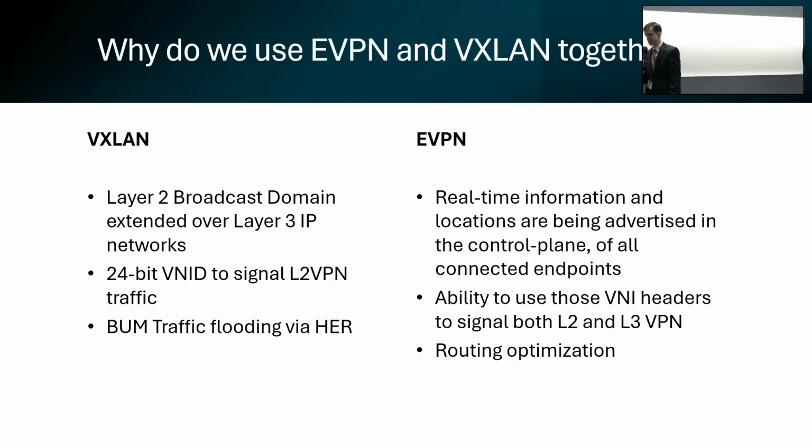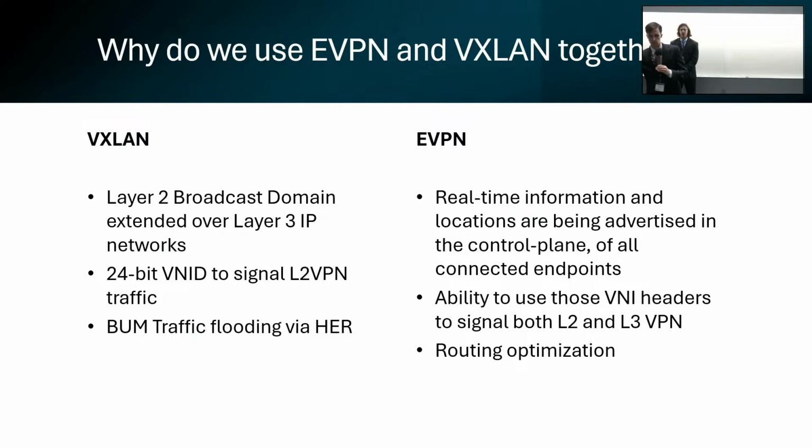Why do we use EVPN and VXLAN together? They need each other to work, and here's how. VXLAN enables the creation of virtual layer 2 networks over a layer 3 infrastructure, while EVPN is able to advertise the information and the location of those connected endpoints. VXLAN flags packets with a VNID, while EVPN is able to use those headers and associate a MAC and IP address to specific VXLAN segments.